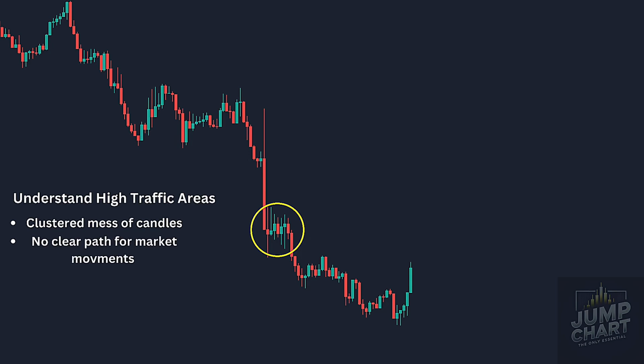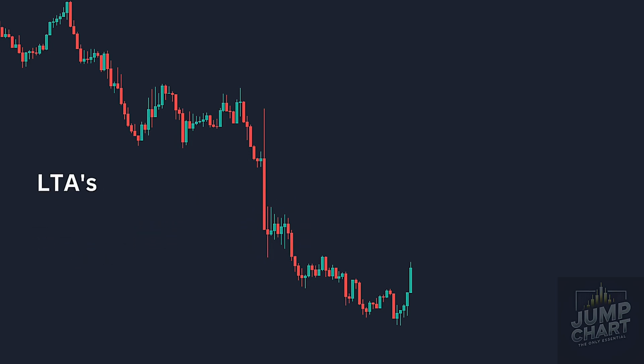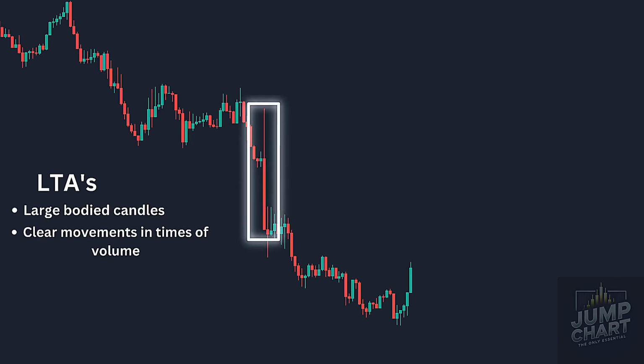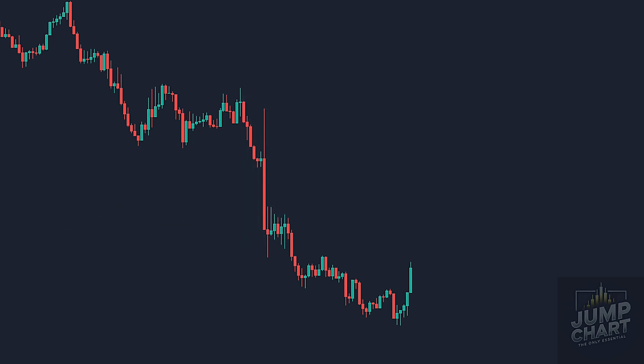So to give a brief example of an LTA in this scenario, here we could pinpoint one large bodied candle and it has a clear movement in terms of its volume. It really has broken price out of consolidation and forced the market down to continue its downtrend. We could also talk about specifically this candle as being a momentum based candle. It's shifted the momentum of the downtrend and allowed it to flow freely and to keep moving.